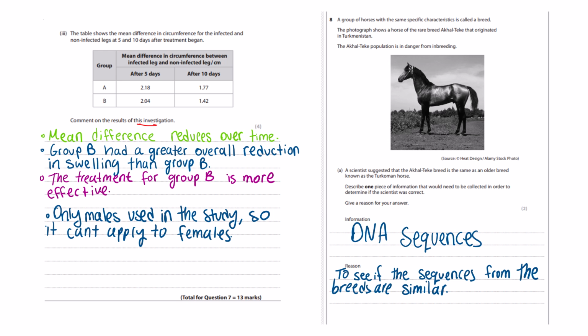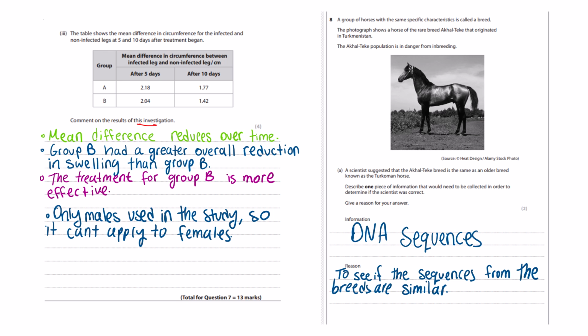Okay, question number 8, which is the final question. A group of horses with the same specific characteristics is called a breed. The photograph shows a horse of the rare breed Akhal-Teke that originated in Turkmenistan. The Akhal-Teke population is in danger from inbreeding. Inbreeding means breeding horses that are related to each other.